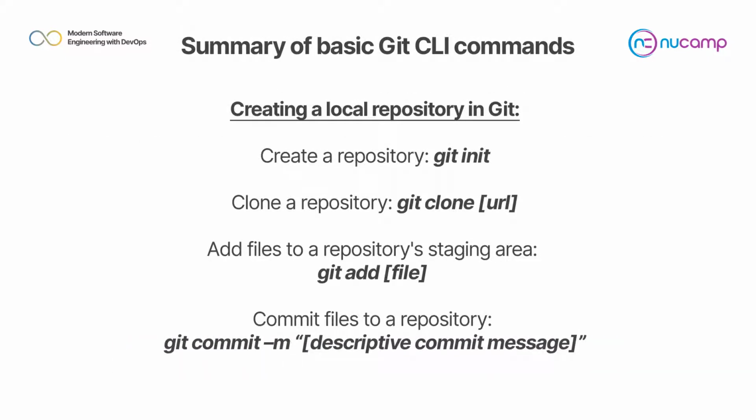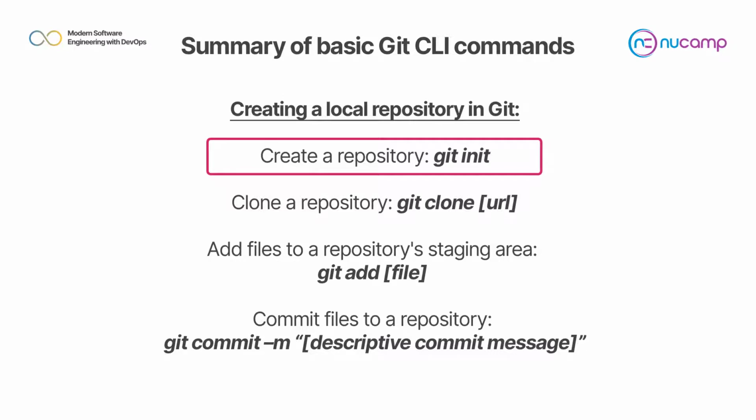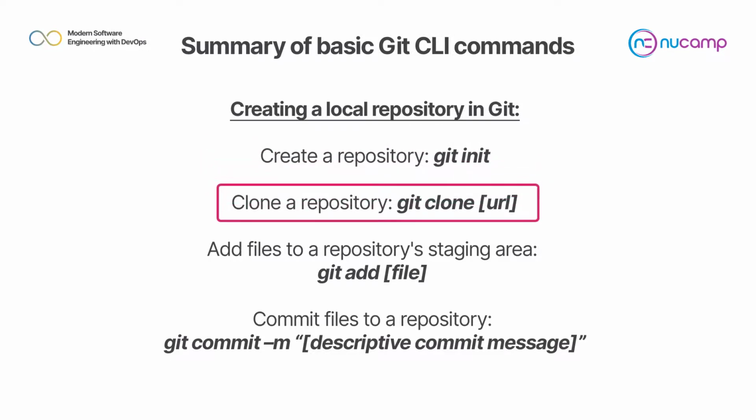The commands listed here are some of the basic Git CLI commands. These can be entered directly into a terminal, such as Bash. To initialize an existing directory on your computer as a Git repository, while inside that directory, you would enter the command git init. You can also retrieve an existing remote repository via a URL and download it as a local repository using the command git clone, followed by the repository's URL.